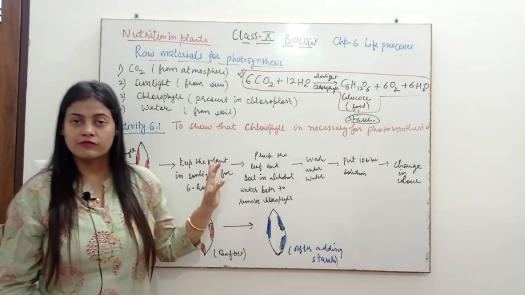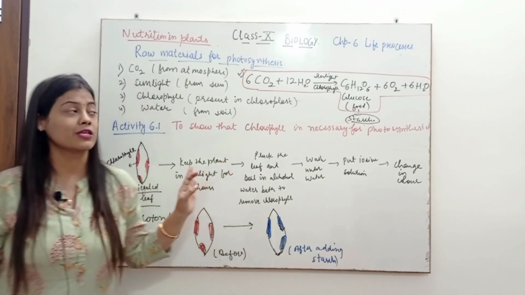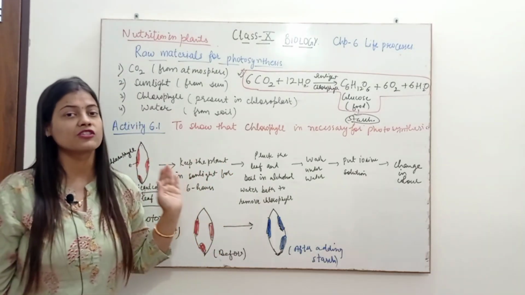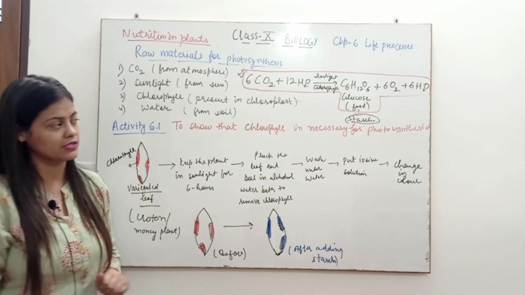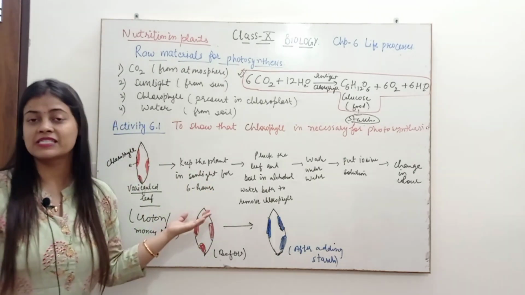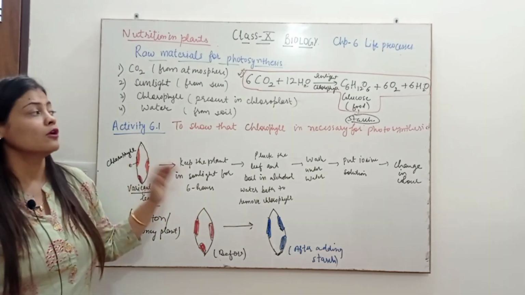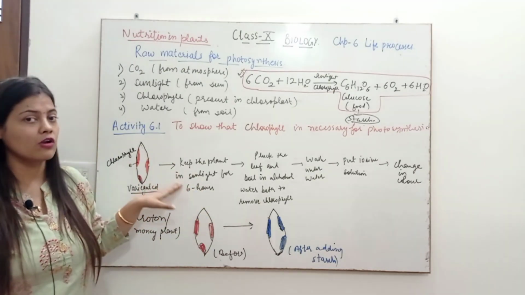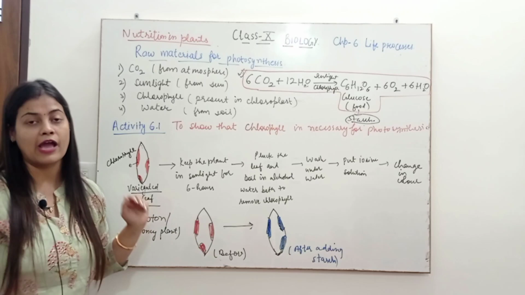Okay, so here we are talking about plants, so we will see that starch is the reserve food material for plants. And to conduct any experiment related to photosynthesis, to prove that photosynthesis is happening or not, we will do the starch iodine test.